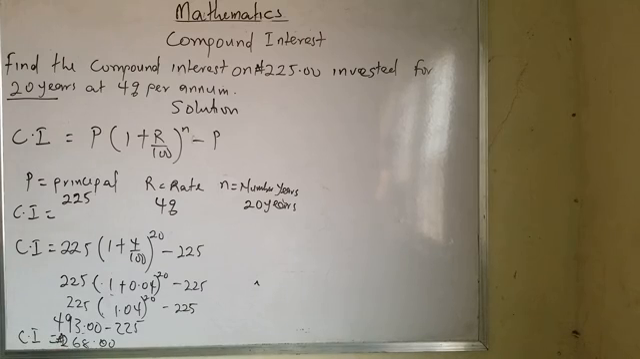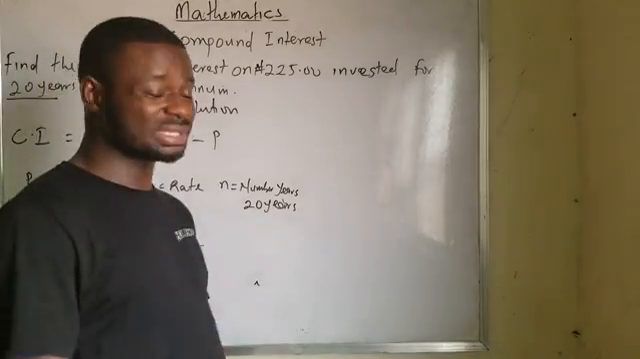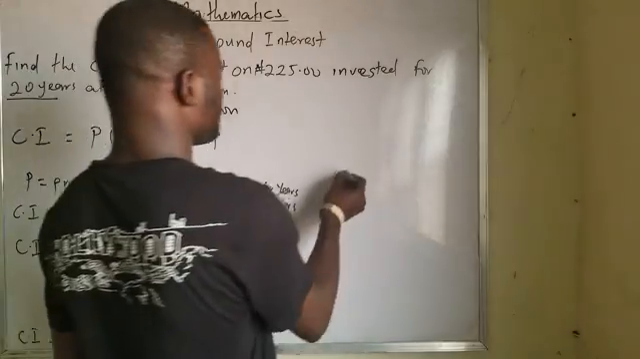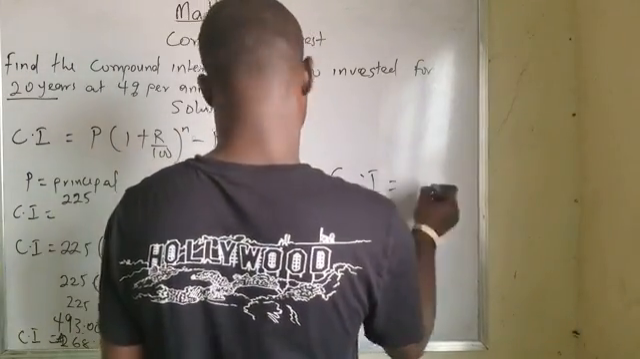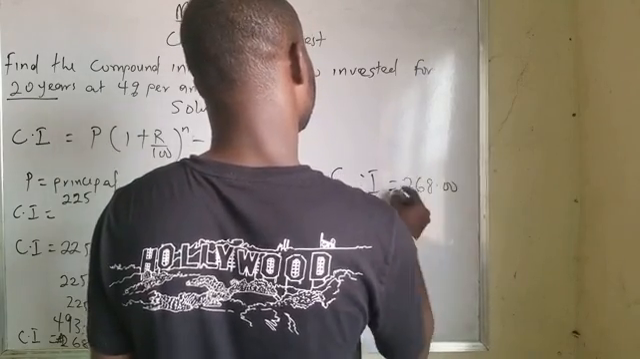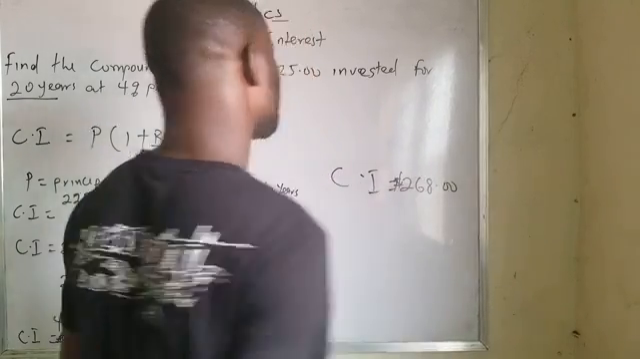That is my compound interest. Now, if I am to do this normally, it will be very hard for me to do, number one, because the number of years is very, very much. And I can't be repeating. I may make a mistake, or I may not get the actual value. Please take note of that. It means my compound interest will be equal to 268.00 naira. That is all about that.